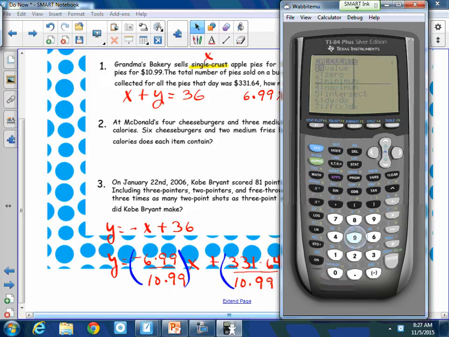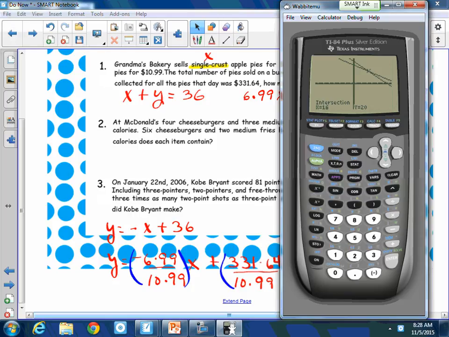And then I'm going to go ahead and calculate. There's one. There's the other one. I can see them both. So now I can do 1, 2, and 3. So x equals 16 and y equals 20.